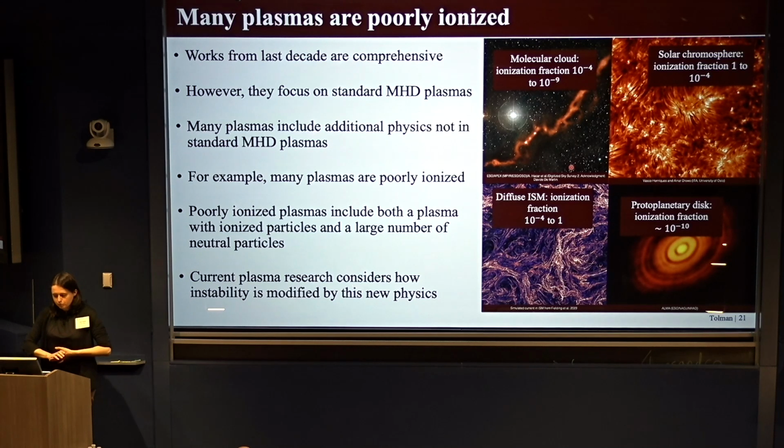So I give some examples of poorly ionized plasmas on the right side of this slide. An example poorly ionized plasma is a molecular cloud with an ionization fraction of 10 to the minus 4 to 10 to the minus 9. It's also the solar chromosphere, which can be fully ionized in some parts, but fairly poorly ionized in other parts. The diffuse ISM has an ionization fraction of 10 to the minus 4 to 1. And protoplanetary disks are extremely poorly ionized with an ionization fraction of roughly 10 to the minus 10. So these are really important plasmas, and they were totally neglected by the discussion in the last decade. So current plasma research considers how the instability can be modified by the new physics in these plasmas.